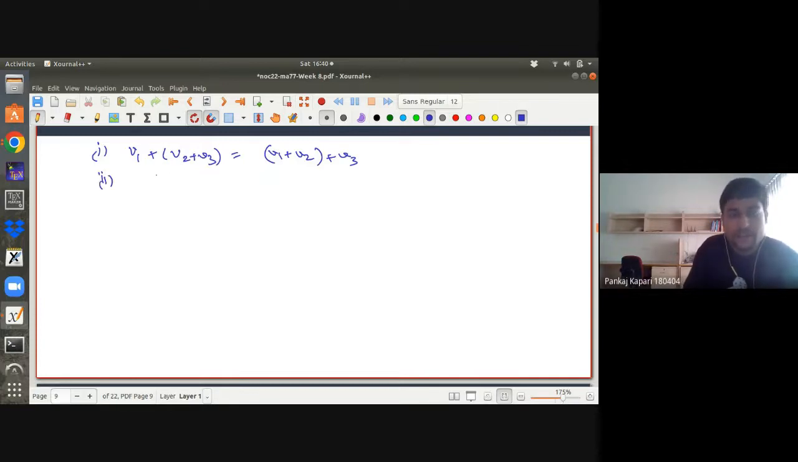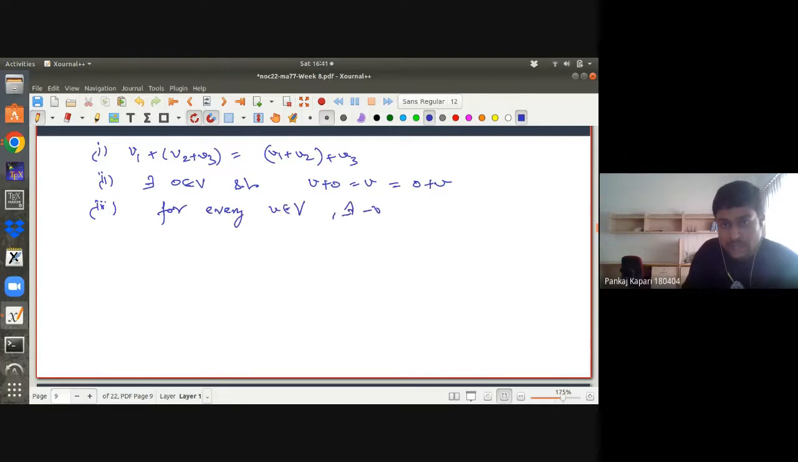Second property, we can say that there is a zero vector. There exists a zero vector inside V such that whenever you add zero, it gives the same vector, V plus 0, or 0 plus V. There is a third property. We say that for every vector there is a negative vector. That means for every vector V in our vector space, there exists a negative of that vector in the vector space, such that when we add V and minus V, we get our zero vector.